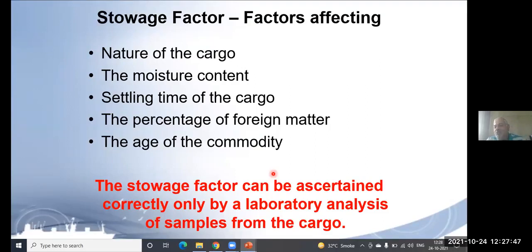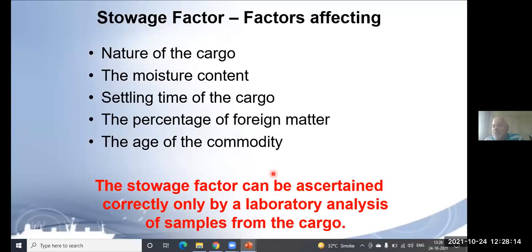Okay, wooden chips. Suppose wooden chips are made and kept in the sun for, suppose, one month. The cargo is wooden chip only, but it has become light. So the stowage factor has increased or decreased because the moisture is gone? Increase, sir, increase. Yes, because the cargo becomes light then.